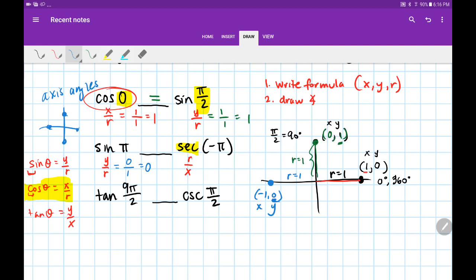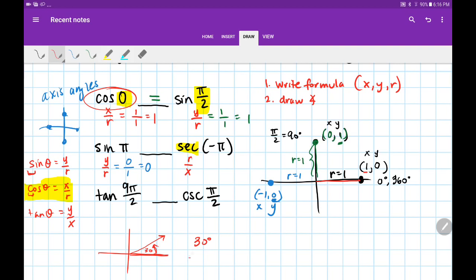Next, I need secant of negative pi. So this is the first time we have negative degrees. This is the only difference between negative degrees and positive degrees. If I were to ask you to find 30 degrees, you should know it's somewhere around here, right? And that would be like 30 degrees. From 0, we go 30.